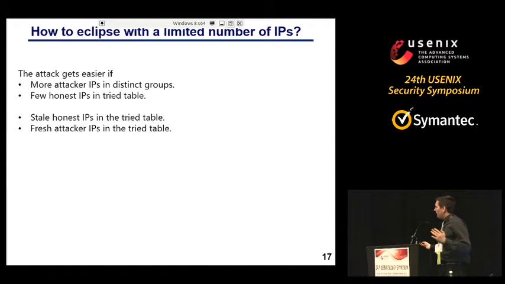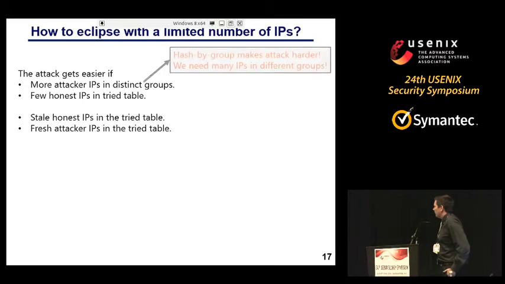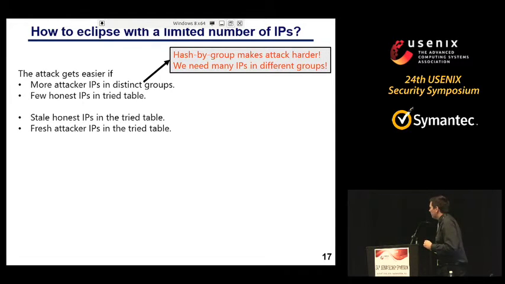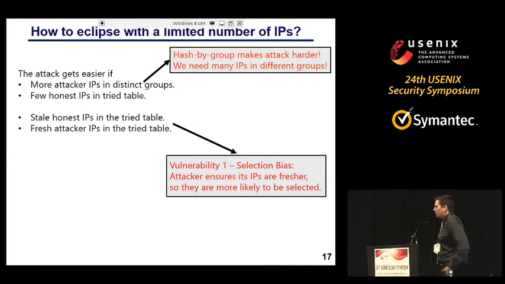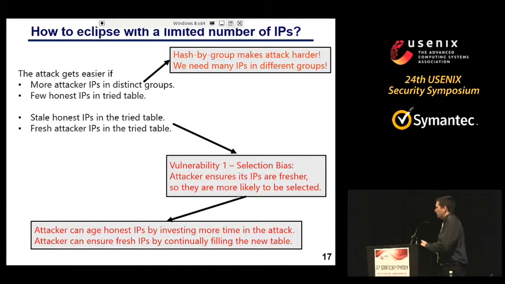So, what do you do? You're an attacker. You have a limited number of IP addresses. The more IP addresses you have, the better off it is. The more IP addresses in distinct groups, the fewer honest IPs in the tried table, the better as well, because you have less to compete with. And we've already showed that you have this selection bias that you can exploit to get more bang for your buck for your IPs. But also notice that the selection bias, if you make the honest IPs more stale, it helps you as well. And so what you can do is you can just run the attack for longer. If the honest IPs all have timestamps from 1 hour ago and you run the attack for 5 hours, now they're 6 hours stale. So you basically have two resources, the number of IP addresses you have and the time invested in the attack.